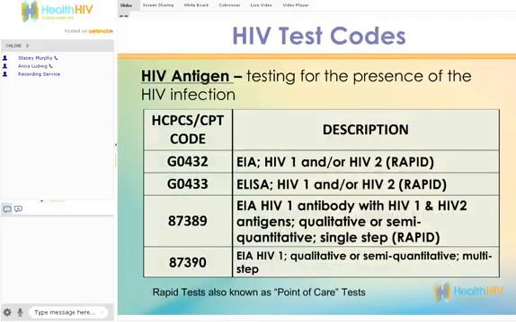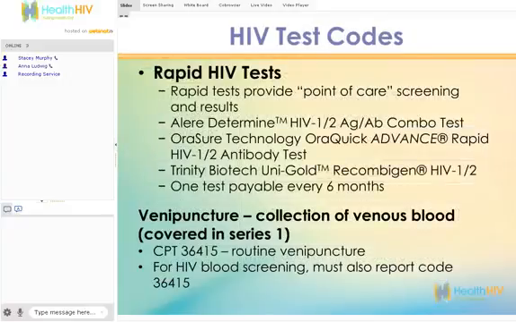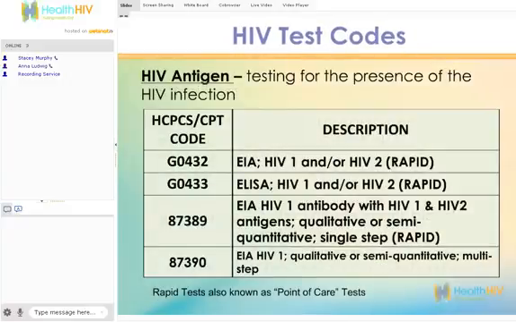Now, here are some additional codes, so let's talk about these first. The HIV antigen code tests for the presence of the infection. So let's go back to the previous slide. You have one set of codes that test for the antibodies, and then you have the other set of codes that actually test for the presence of the HIV infection.